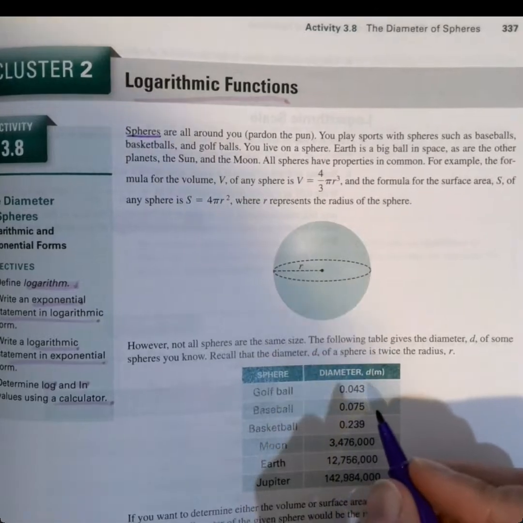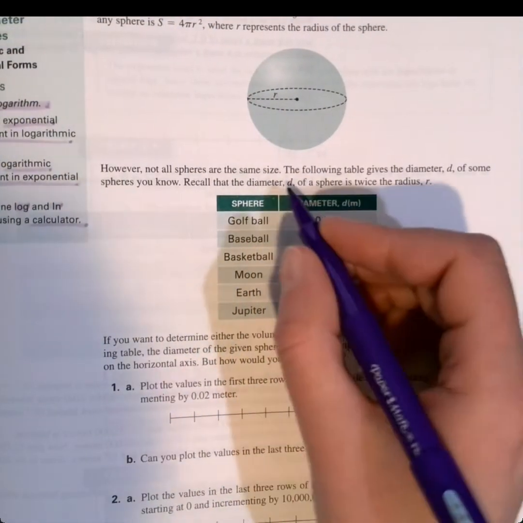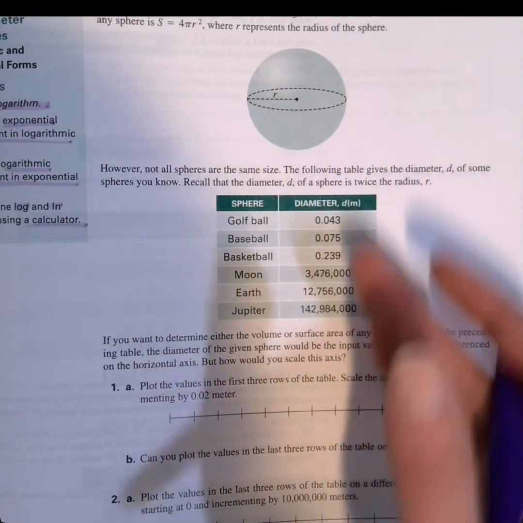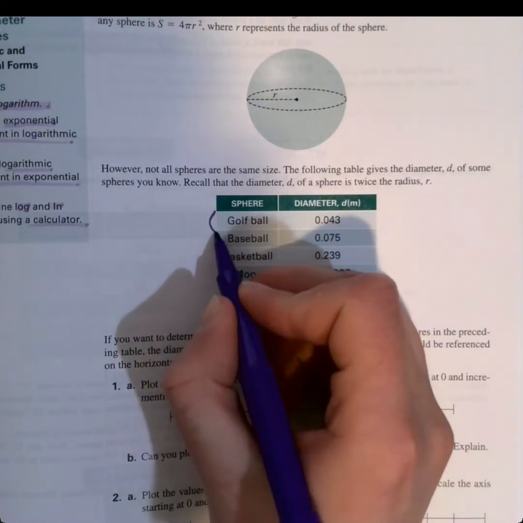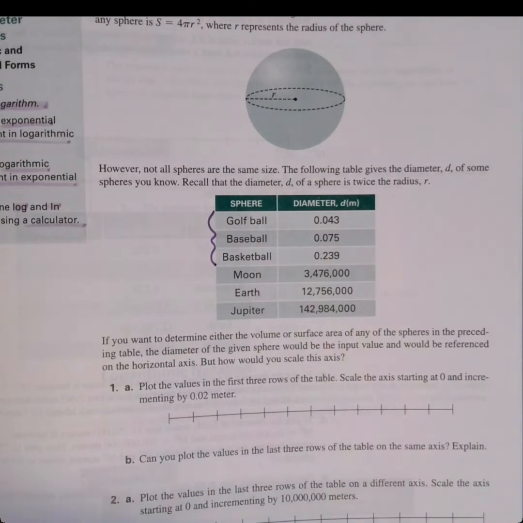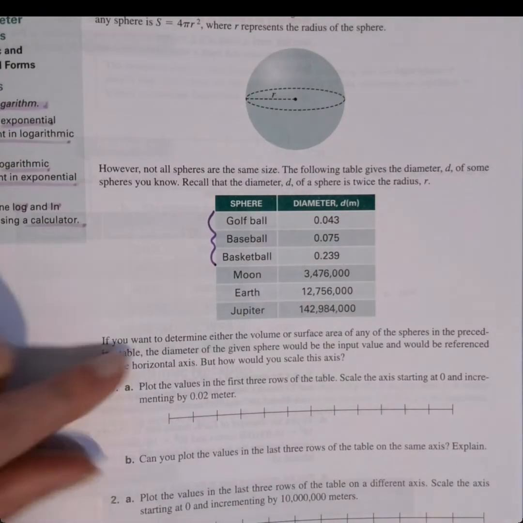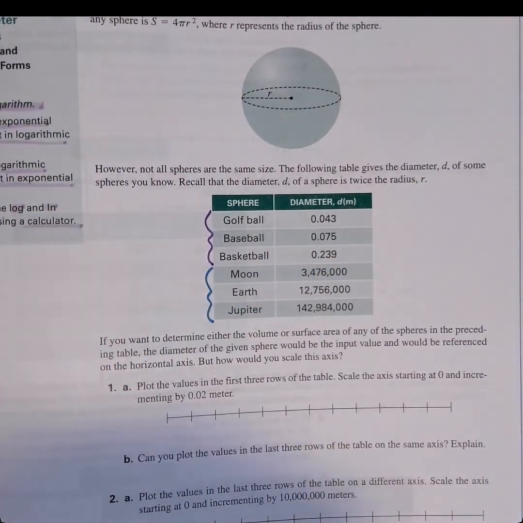So there's a box down here with the diameter of some spheres. The diameter is just twice the radius, so we could get the radius easily if we had the diameter of the sphere. Anyway, noticing that there are three spheres that have relatively similar diameters. Now, you might not consider a golf ball and a basketball to be of similar size, but when you're comparing those to the moon, the earth, and Jupiter, you can see that the first three are similar in comparison with the other three. So we're going to graph these on these tables down here.